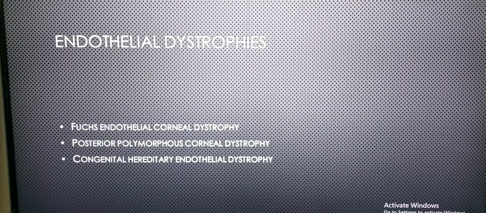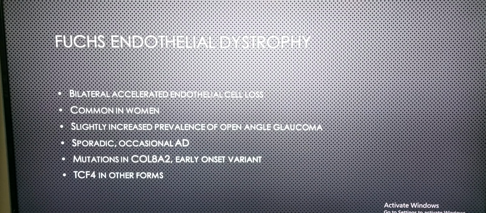Endothelial dystrophies are Fuchs endothelial corneal dystrophy, posterior polymorphous corneal dystrophy, and congenital hereditary endothelial dystrophy. Fuchs endothelial dystrophy has bilateral accelerated endothelial cell loss. It is more common in women, and there is a slightly increased prevalence of open-angle glaucoma in these patients. It is usually sporadic, but occasionally autosomal dominant. Mutations occur in the COL8A2 gene in the early onset variant, and the late onset variant involves mutations in the TCF4 gene.